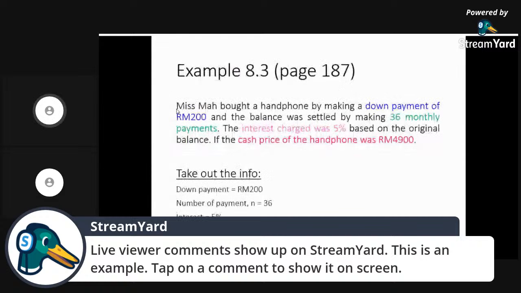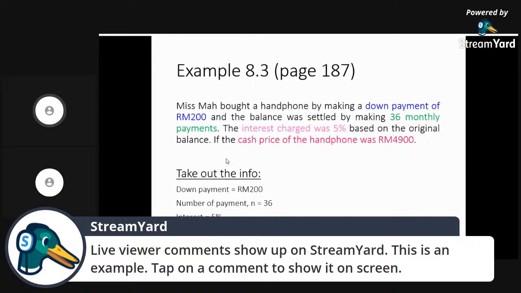So this is an example. We have Miss Ma bought a handphone by making a down payment of 200 ringgit and the balance was settled by making 36 monthly payments. The interest charge was 5% based on the original balance. Cash price of the handphone was 4,900.